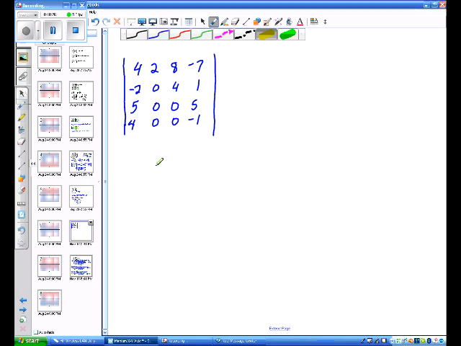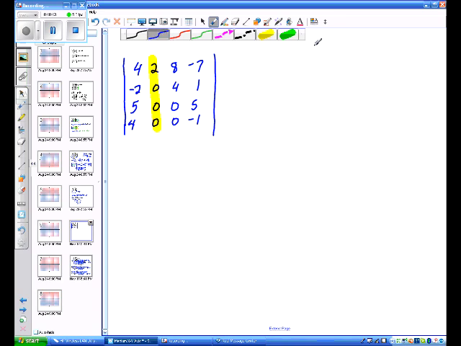Well, what I look for are zeros. And I've got a column right here that's got 3 zeros. That makes it very nice. Now, if I hadn't had that one, well, I've got one with 2, and that would be okay also. But I'm going to expand it about this column.